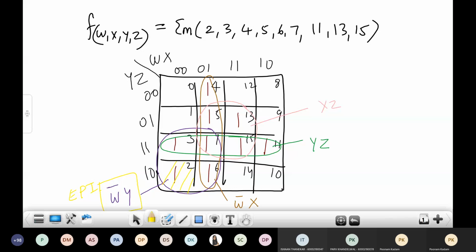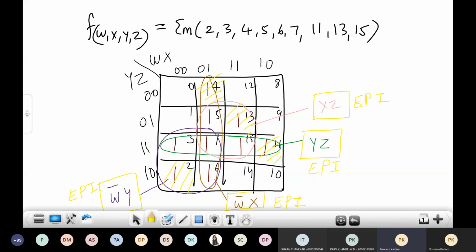So this W bar Y becomes the essential prime implicant. Cell number 11 is also a distinguished one cell because it is being covered by only one prime implicant, which is YZ. So YZ becomes the essential prime implicant. Cell number 13 is also a distinguished one cell. It is being covered by XZ. So XZ becomes the essential prime implicant. And cell number 4 is also a distinguished one cell, which is covered by only one prime implicant, which is W bar X. So W bar X also becomes an essential prime implicant.